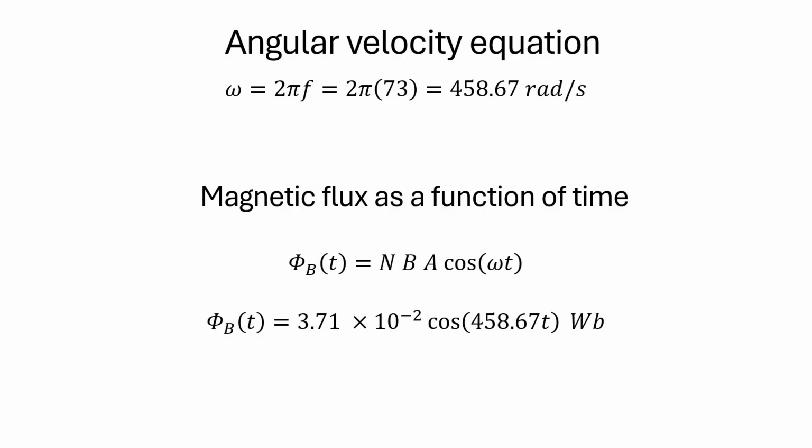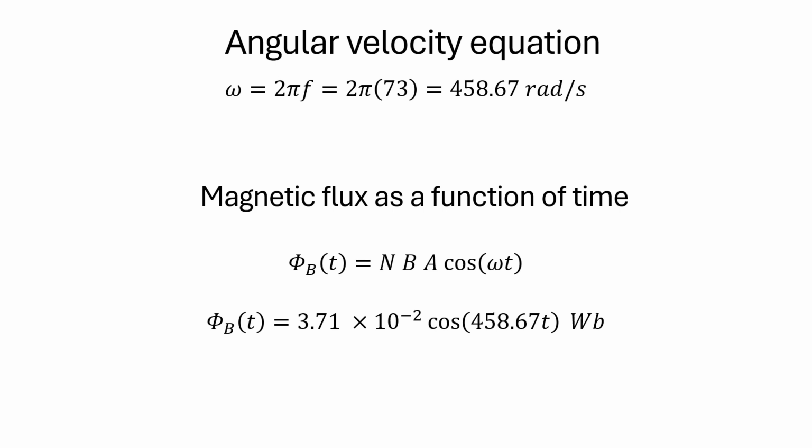Now, the angular velocity equation is omega equals 2 pi f. Replacing the frequency, the result is omega equals 458.67 radians per second. The magnetic flux as a function of time is phi sub B of t equals N times B times A times cosine of omega t.